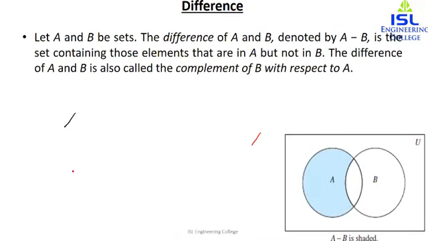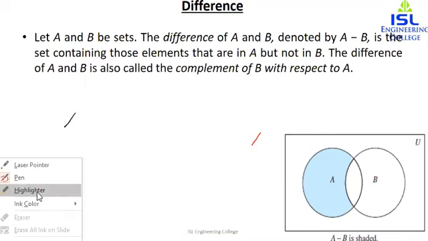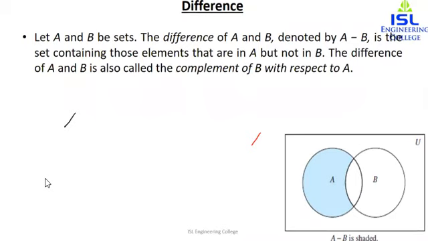Now, the next topic is difference. What do you mean by the term difference? If A and B are two sets, the difference of A and B is denoted by A minus B. It is the set that contains the elements that are in A but not in B. The difference of A and B is also called the complement of B with respect to A. We denote it using the minus symbol. Let's see an example.